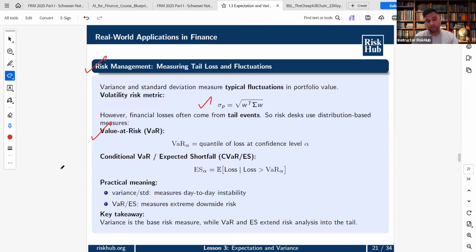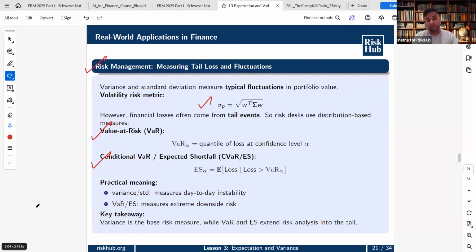And then we have expected shortfall. The problem with VaR is that it tells us where disaster starts, not how bad it becomes, right? Conditional VaR helps us do that. It tells us the expected loss when loss is greater than VaR, meaning if disaster happens, what is the average loss? Example: 95% VaR is $10 million. The worst 5% losses are 10, 15, 20, 30. Expected shortfall will be the average of 10, 15, 20, 30.